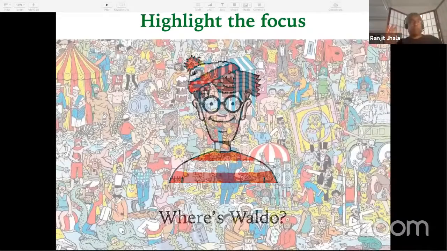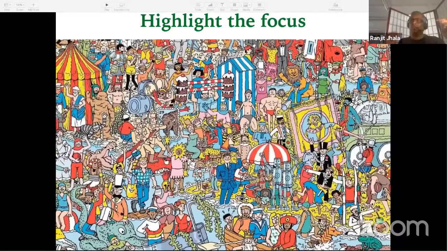So here's a picture with lots of people. Oh, are they at a beach? I guess so. It looks kind of like a beach. Check it out. There's a crab over there. But anyway, the job here is to find Waldo. And of course, it's not obvious how you find Waldo.